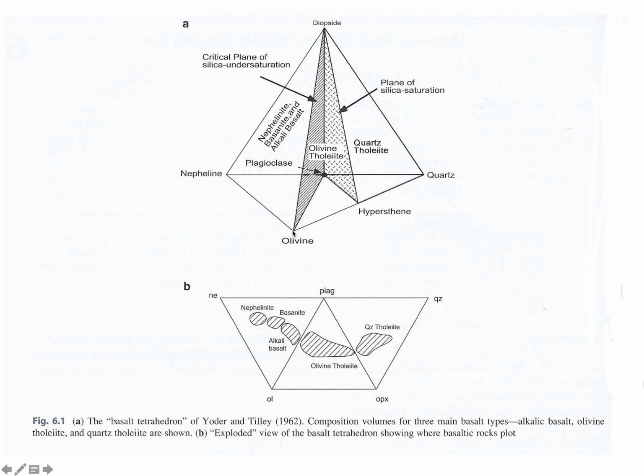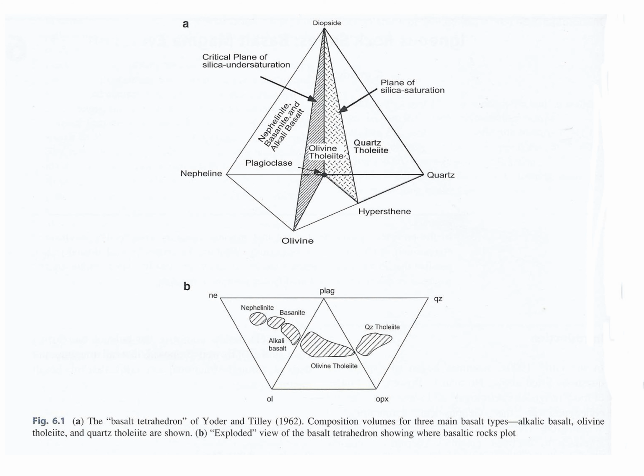On this plane we have olivine, plagioclase, diopside. On this plane we have hypersthene, plagioclase, diopside. On this plane here we have diopside, hypersthene, quartz. So that is the basalt tetrahedron after Yoder and Tilley from 1962.